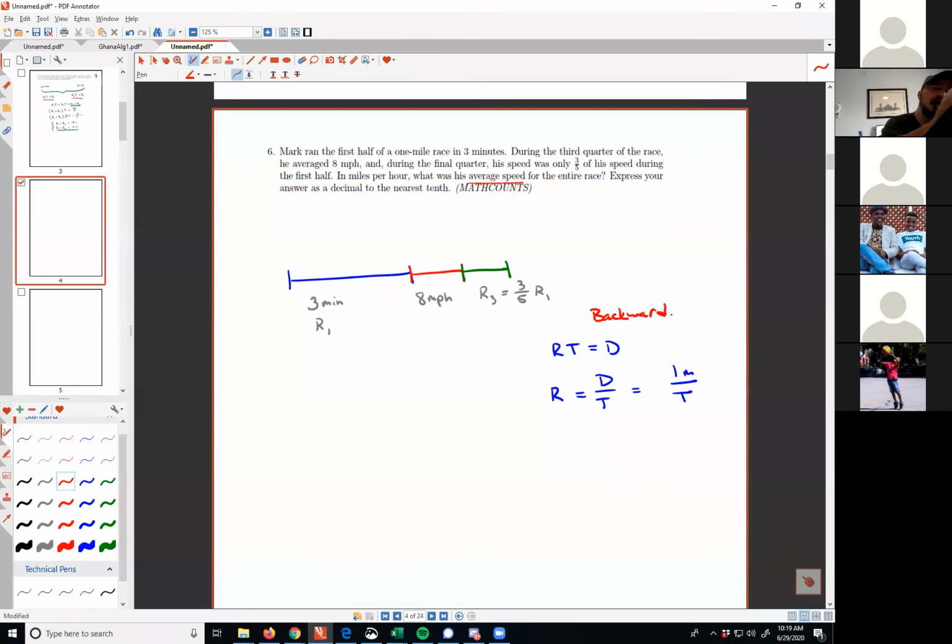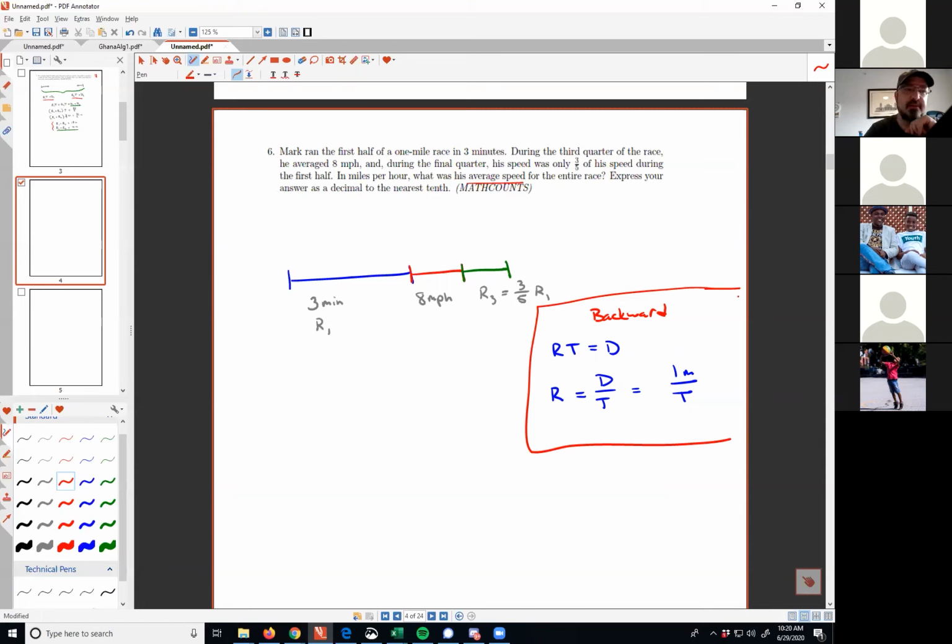Now, this one's a harder problem than the previous ones. So I wanted to think backward. How does it help us to think backward? What information do we need to solve the problem? The time. We need the time, right?